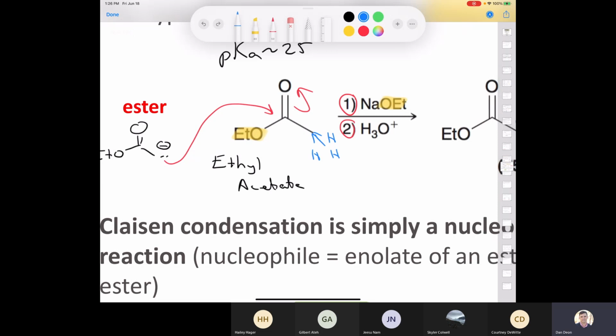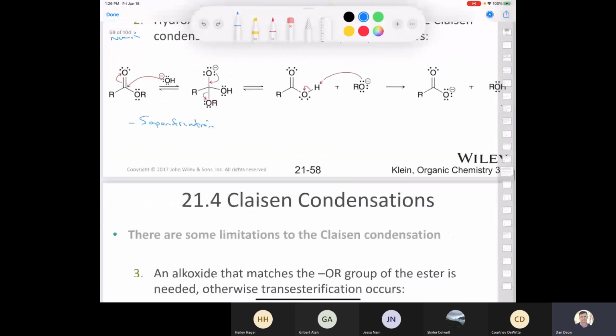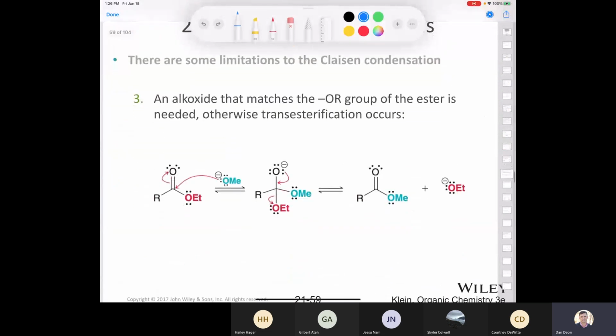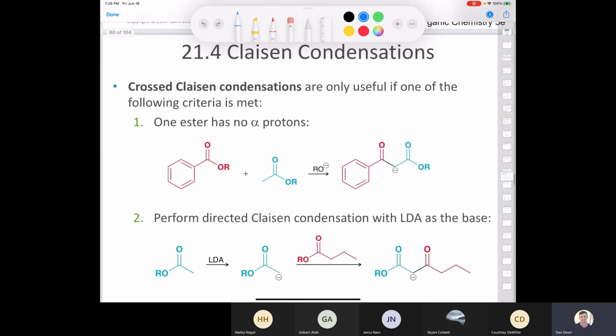And that way, even if transesterification, quote unquote, happens, and it technically wouldn't be transesterification, but if it did react, you'd still end up with the ethyl ester if you used ethoxide, okay? So that's another limitation. Well, we can also do what are called crossed Claisen condensations.